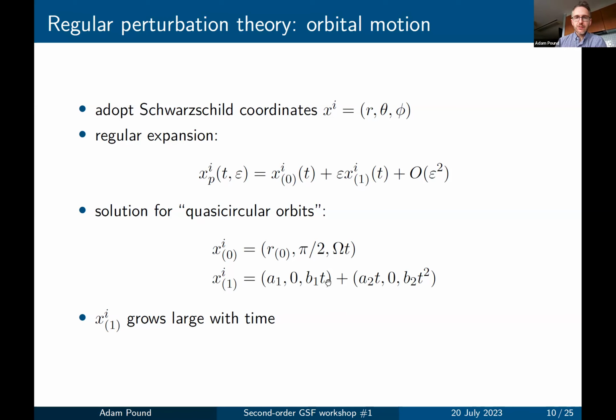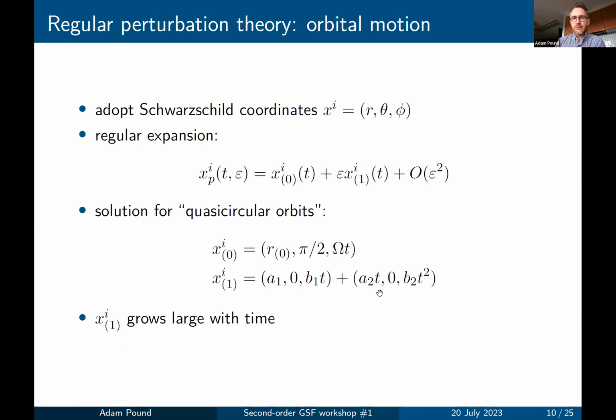Then the next term is where things go wrong. So you find that if you substitute this into this accelerated equation of motion, the next term looks like this. So you get some constant correction to the orbital radius, you get some constant correction to the orbital frequency. So these are both dictated by the conservative first order self-force.